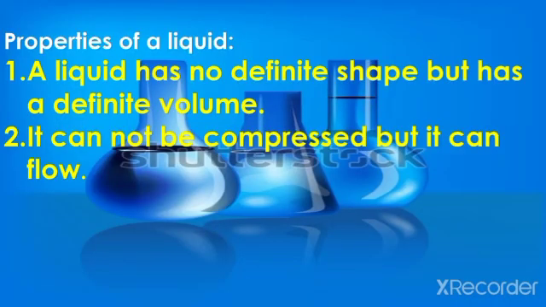Properties of a liquid. We learn that a liquid has no definite shape but has a definite volume. Number two, it cannot be compressed but it can flow.